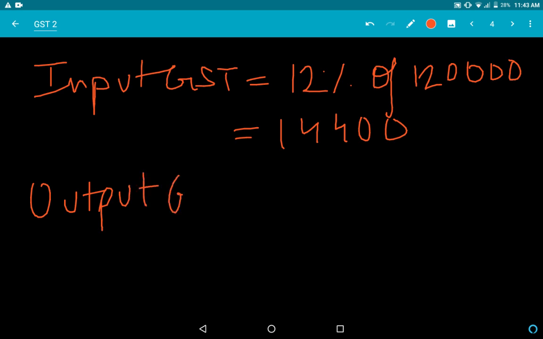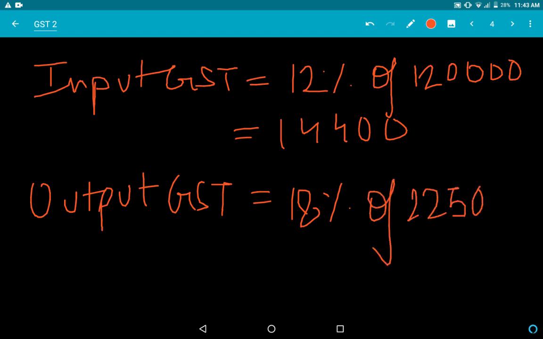Now what is the output GST means? With what money did he sell the goods? That's 18% he has to pay of 225000. So it is 18 by 100 into 225000. That's how much? 40500. Now you can see output GST is greater than input GST. So this is the input tax credit part I am telling you. Okay, you did not do any sum, so you will not understand it.